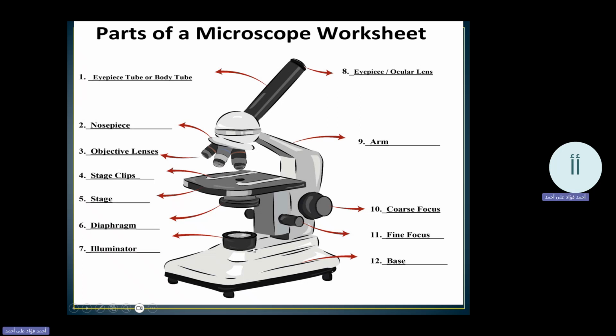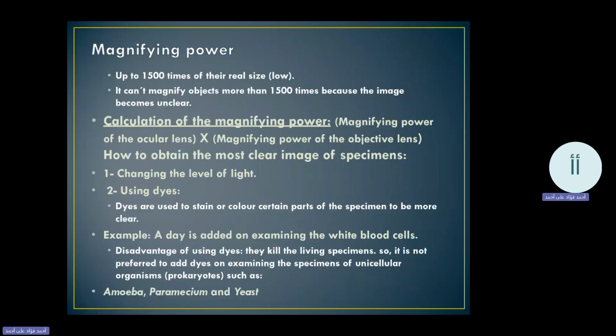طيب نيجي للماجنيفاينج باور بتاعت اللايت مايكروسكوب. هنا الماكسيمم ماجنيفاينج باور بتاعته reaches 1500 times the original size of the real size. ما يقدرش ان هو يماجنيفاي more than 1500، بتبقى الايمج بلور يعني، او unclear، مش واضحه، زي كده بنقول مبكسله.